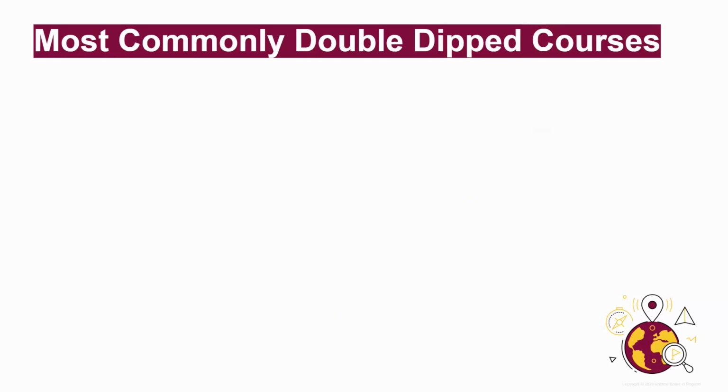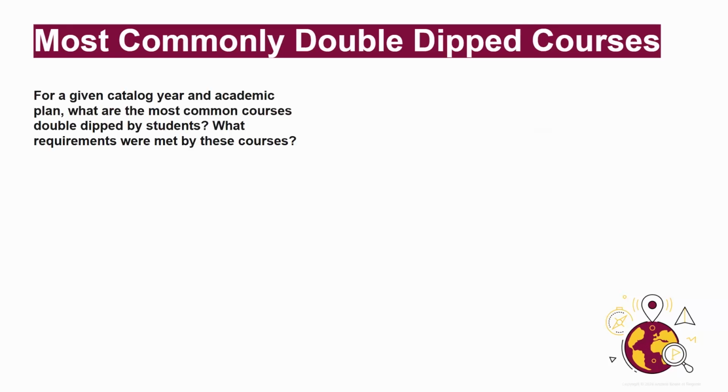The second section of the dashboard focuses on the courses while double dipping. It helps to answer the question for a given catalog year and academic plan. What are the most common courses used for double dipping by students? And what are the requirements that were met by these courses?